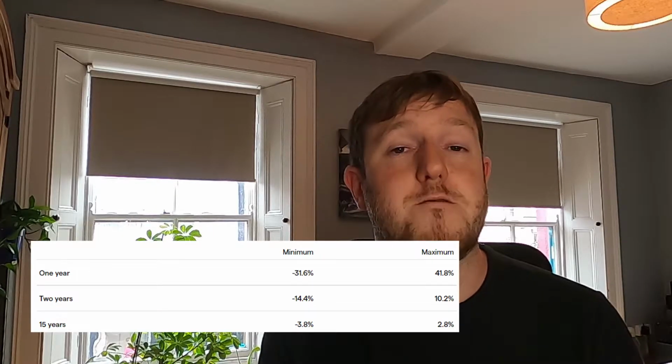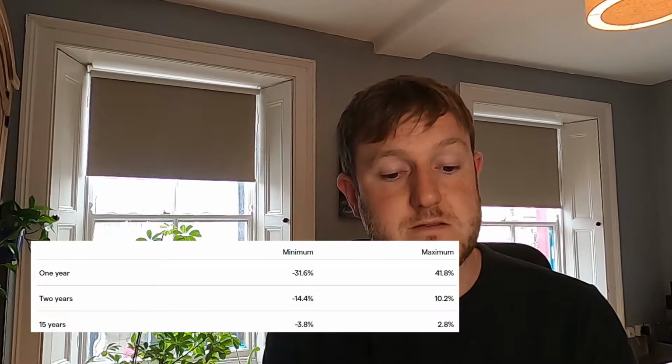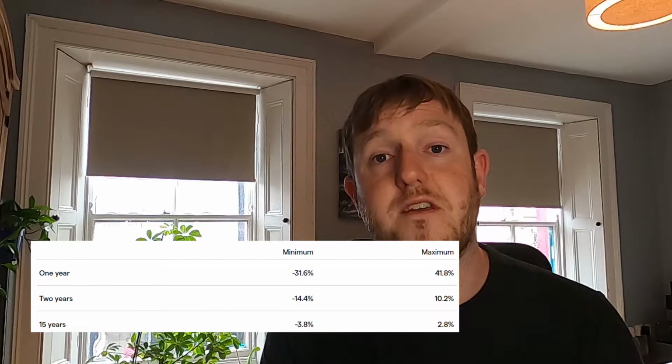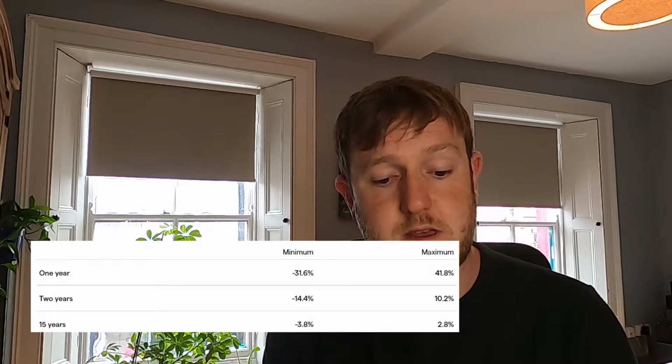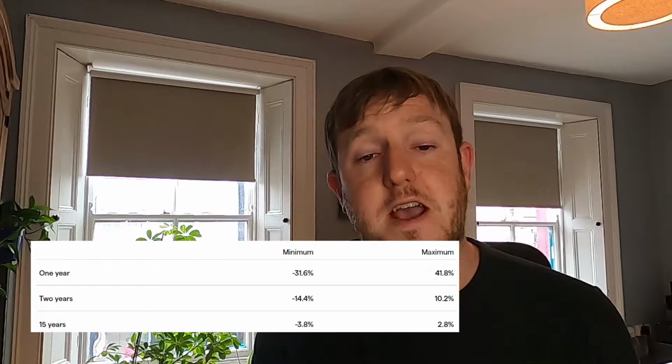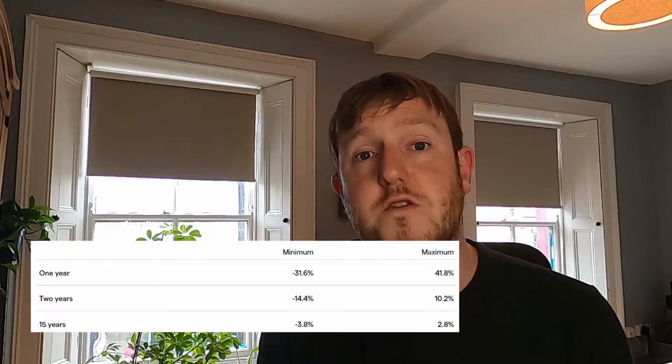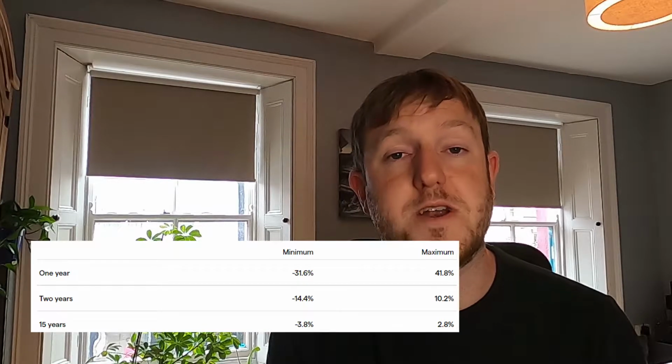And then if we push it out further again to 15 years, we'll see that the currency fluctuations have a very small impact on your overall investments. The most you would have lost on FX is 3.8%, but you also could have gained on FX of 2.8%.